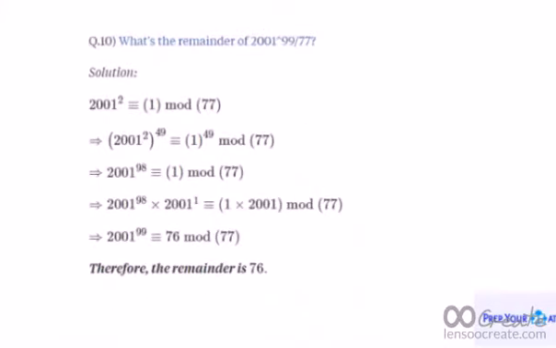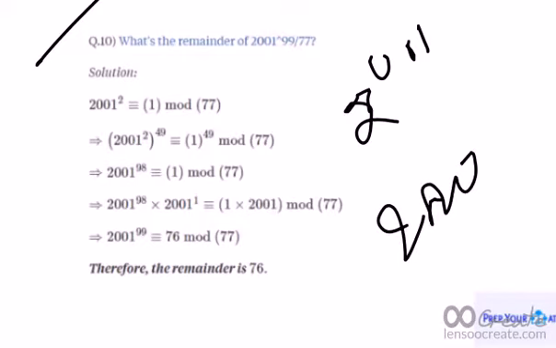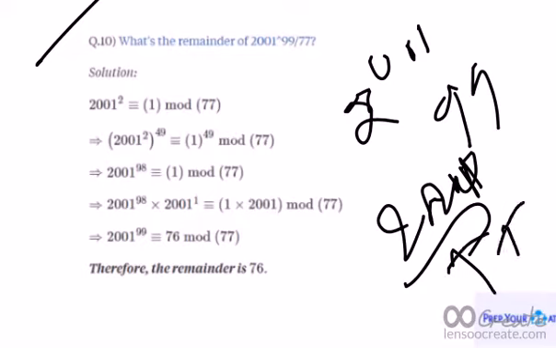Now the last question of this video. What is the remainder of 2001 raised to 99 divided by 7? Now we all know that 2001 square can be easily found out, and it is perfectly divisible when 1 is subtracted from that number. Therefore the remainder is 1.